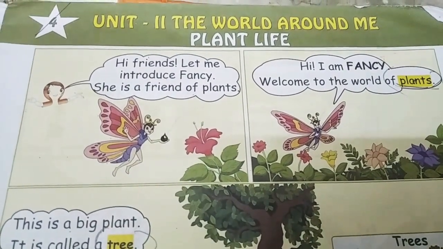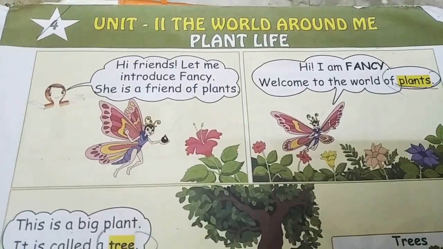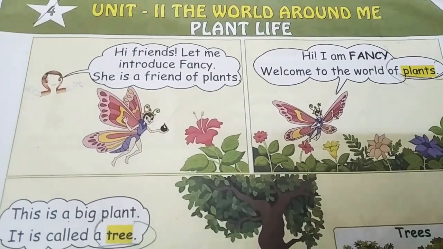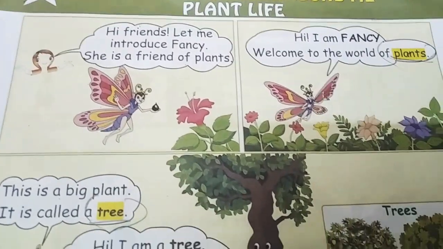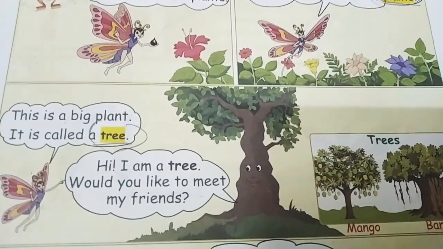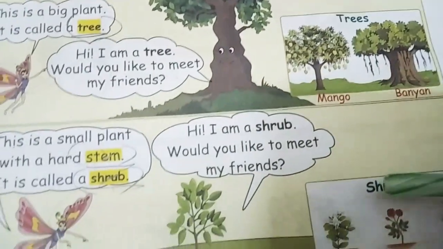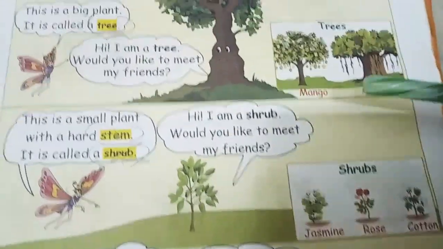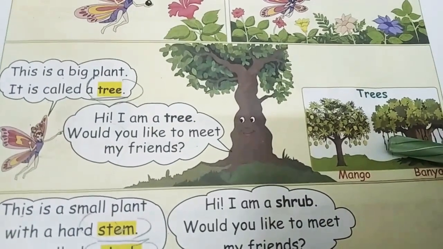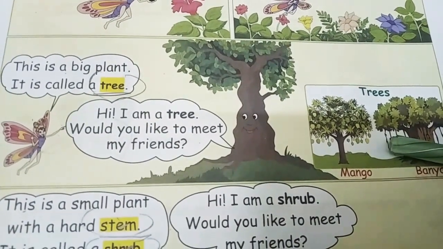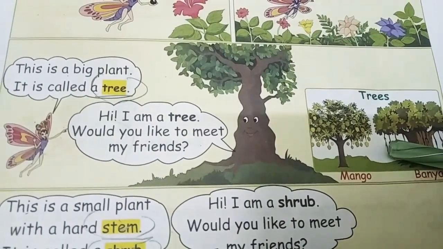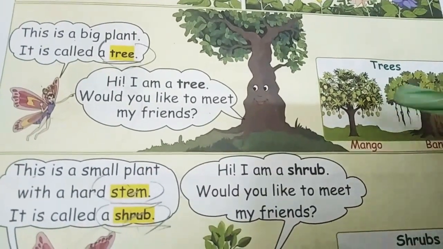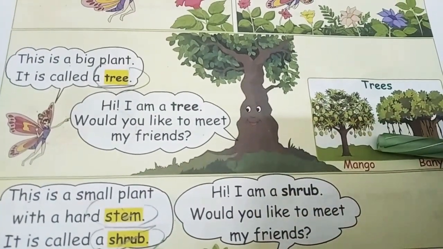So children, in the last class we discussed different types of plants, right? What are they? The first one is trees, right? The next ones are shrubs and herbs. So, what do you mean by trees? Yes, the big plants which have a very strong stem are called trees, right?